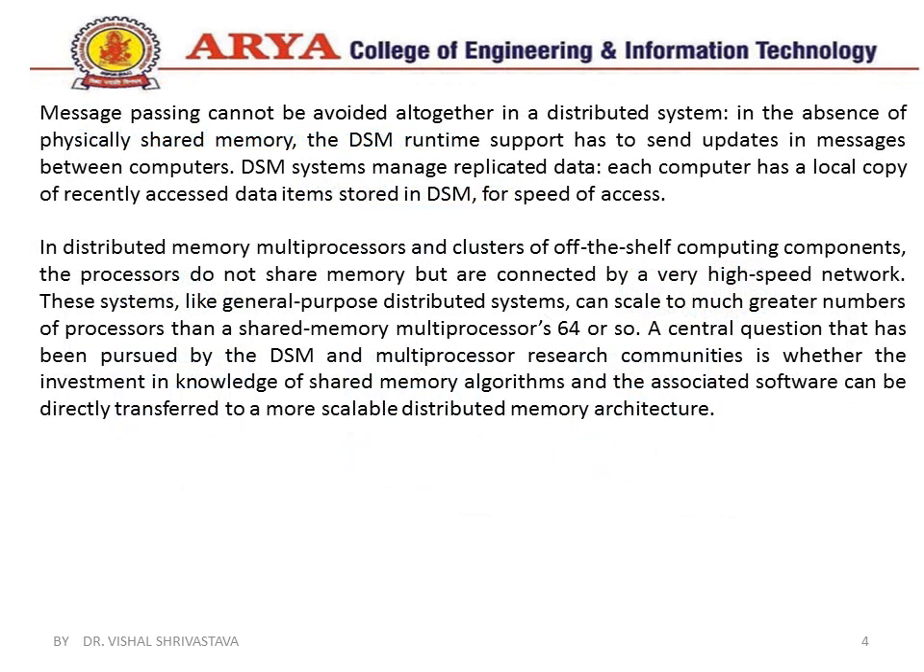Message passing cannot be avoided altogether in a distributed system. In the absence of physical shared memory, the DSM runtime support has to send updates and messages between computers. DSM systems manage replicated data. Each computer has a local copy of recently accessed data items stored in DSM. In distributed memory multiprocessors and clusters of self-computing components, the processors do not share memory, but they are connected by a very high-speed network. These systems, like general-purpose distributed systems, can scale to much greater numbers of processors than shared memory multiprocessors.